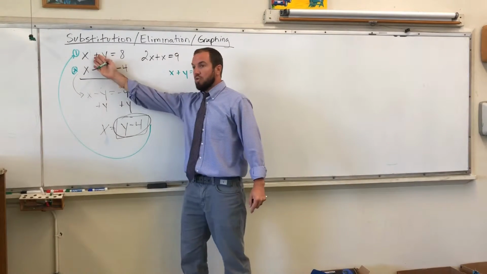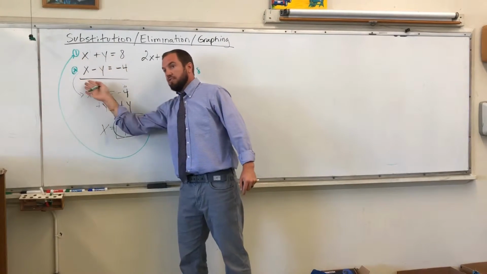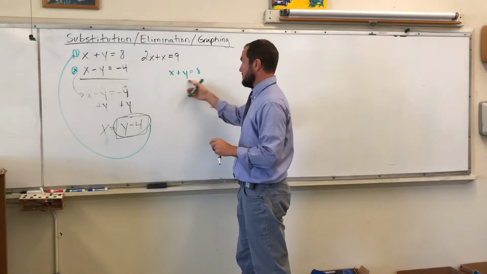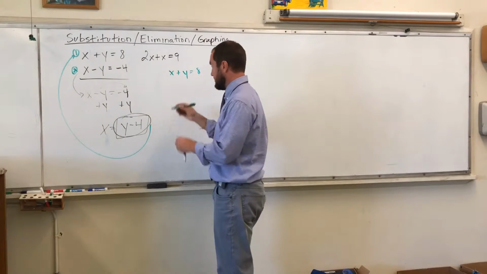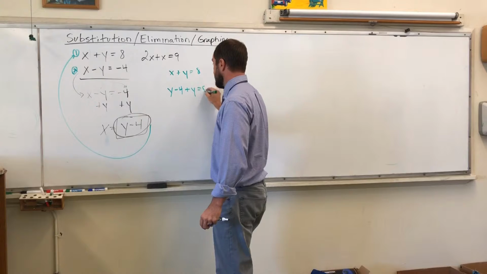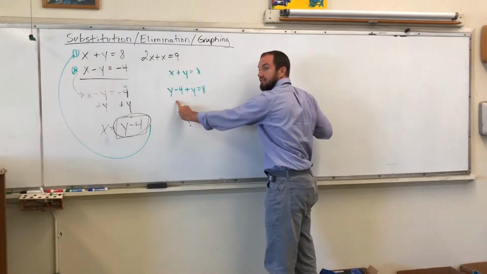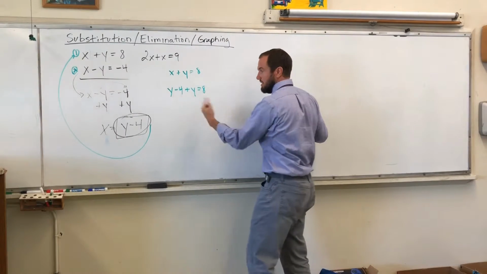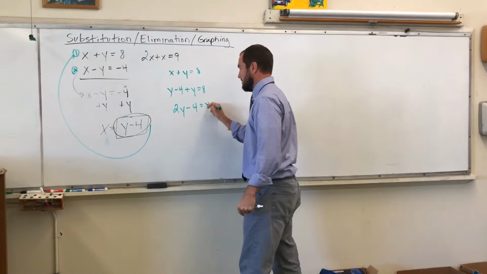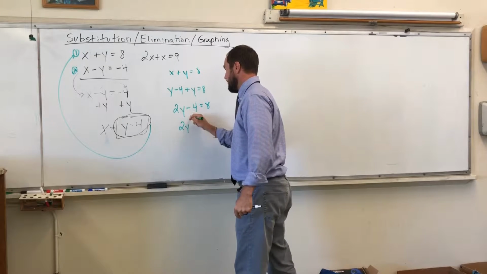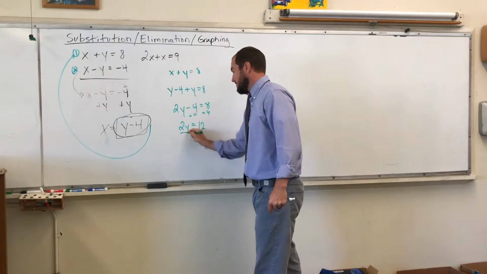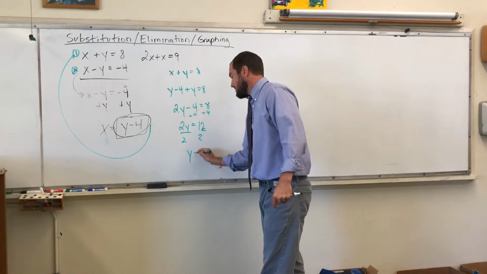And if I use the first equation to get a letter by itself, I'll need to plug into the second equation. So if I know what x is, x plus y equals 8. If I know what x is, in this case y minus 4, I can put that in for x. And now I have the same variable. 2y minus 4, I'm combining like terms here, is equal to 8. I'm going to add 4 to both sides. 2y is equal to 12, divide by 2, y is equal to 6.